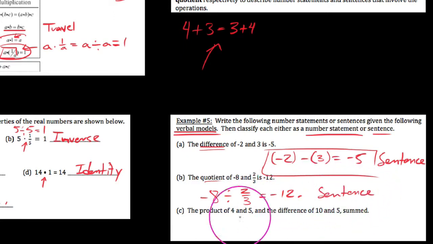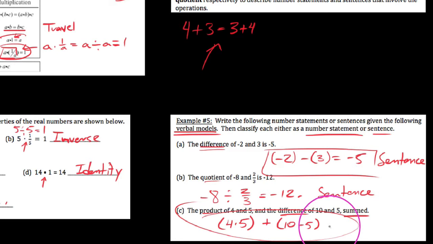And then the last one down here, we say the product of 4 and 5 and the difference of 10 and 5 summed. Now this one's a little bit different. You notice I put some commas in here, but we say the product of 4 and 5. That would be this right here. And the difference of 10 and 5. So we say 10 minus 5. This is a difference. Summed. And to be summed means I add these things together. So this would be what this expression looks like down here.